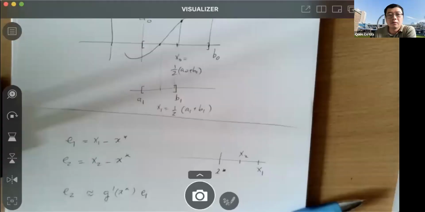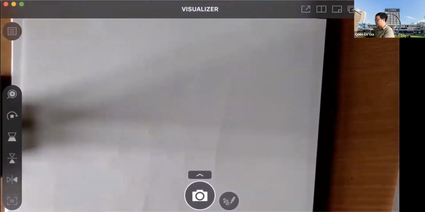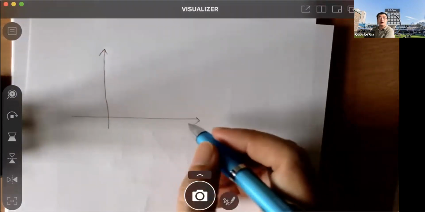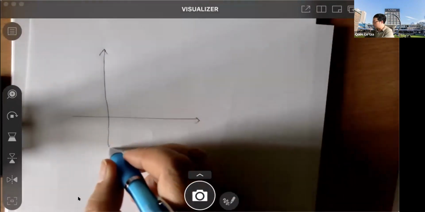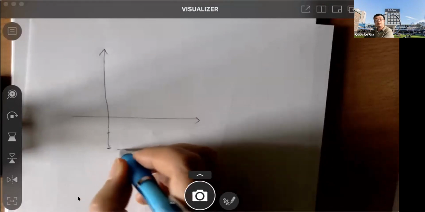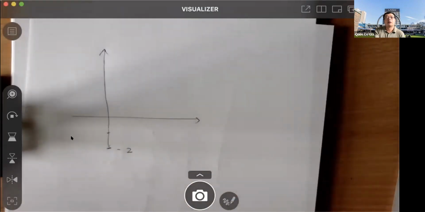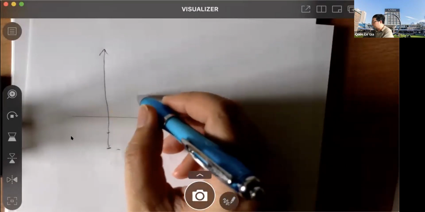Or maybe we can check it now. So now suppose you draw a curve, right? The curve is x squared minus 2. So if x equals 0, then y equals minus 2. And if x equals 1, then you have minus 1.